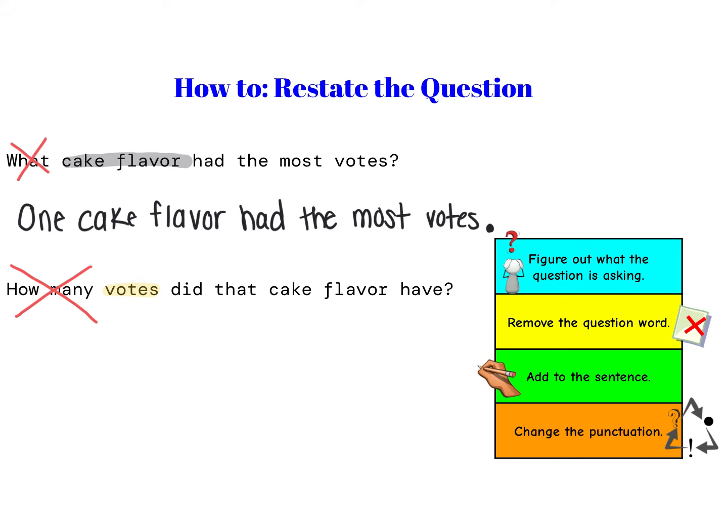I know that I'm looking for a number, and if it had the most votes, it probably had a lot of votes, a lot more than the other ones for sure. So I think I'm going to add that to the sentence, the words a lot. I need to figure out how to do it. So one way I'm going to try is just to add it to the beginning of the sentence.